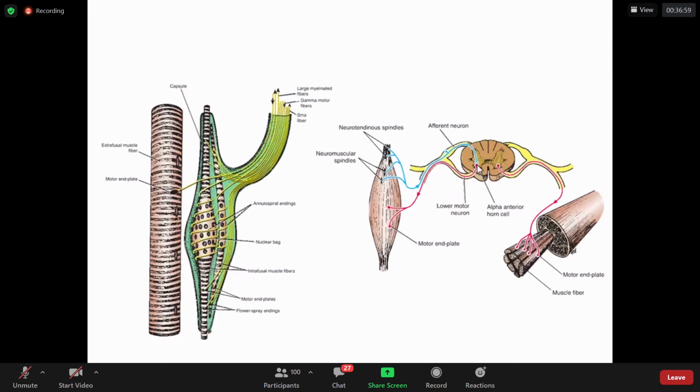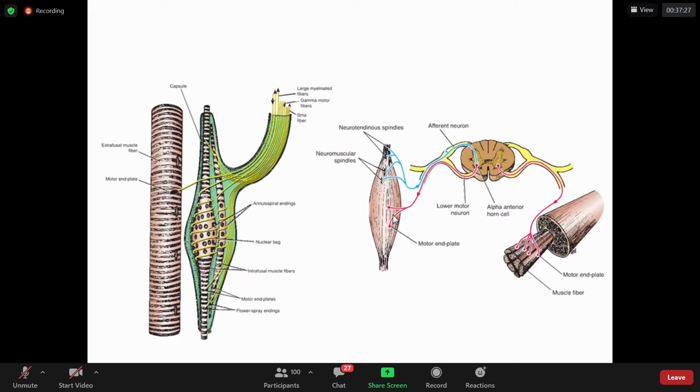So what happens, a single alpha motor neuron with its axons and the number of muscle fibers it supplies is altogether called a motor unit. You have to understand it very clearly. A single alpha motor neuron with its axons and all the skeletal muscle fibers it supplies is called a single motor unit.